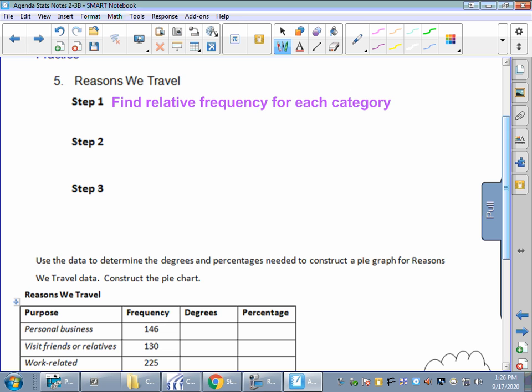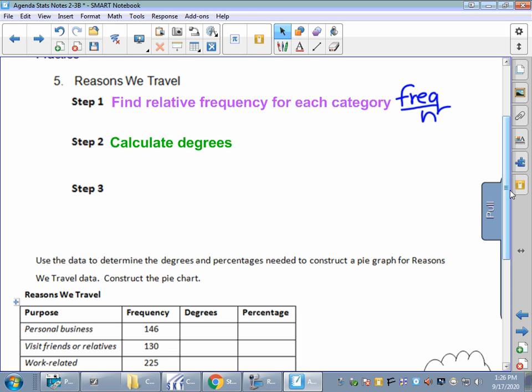Everybody knows that relative frequency is frequency over n. Keep it as a proportion, or don't even change it, just leave it in your calculator however you got it, because step 2 then is to calculate your degrees. So if you take your relative frequency, as a proportion, as a decimal, and multiply by 360, you are going to end up with your degrees.